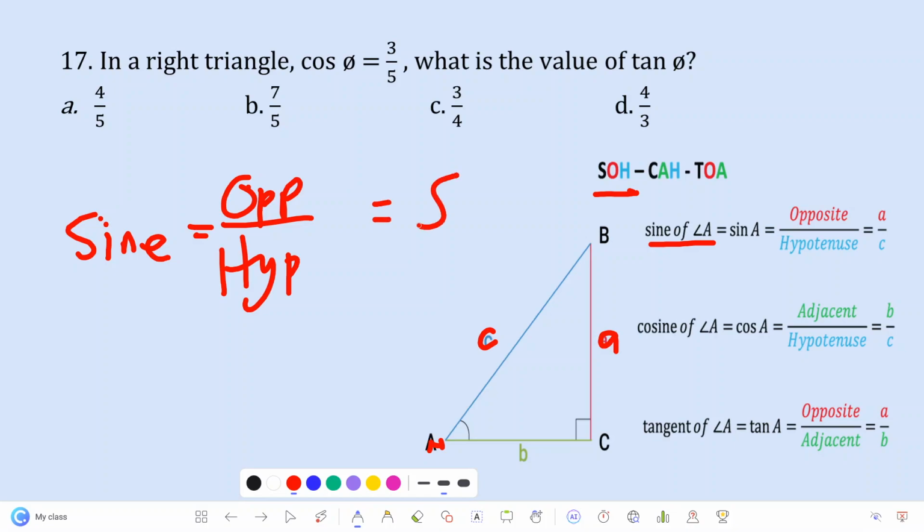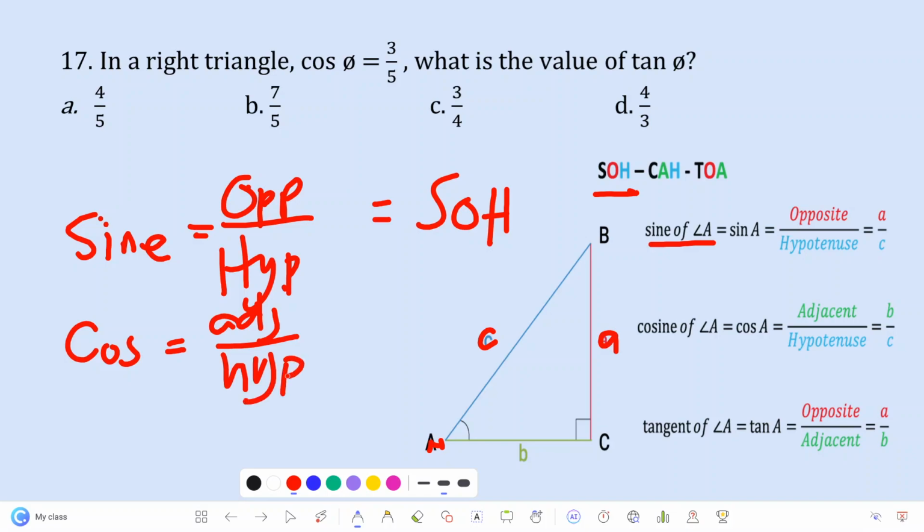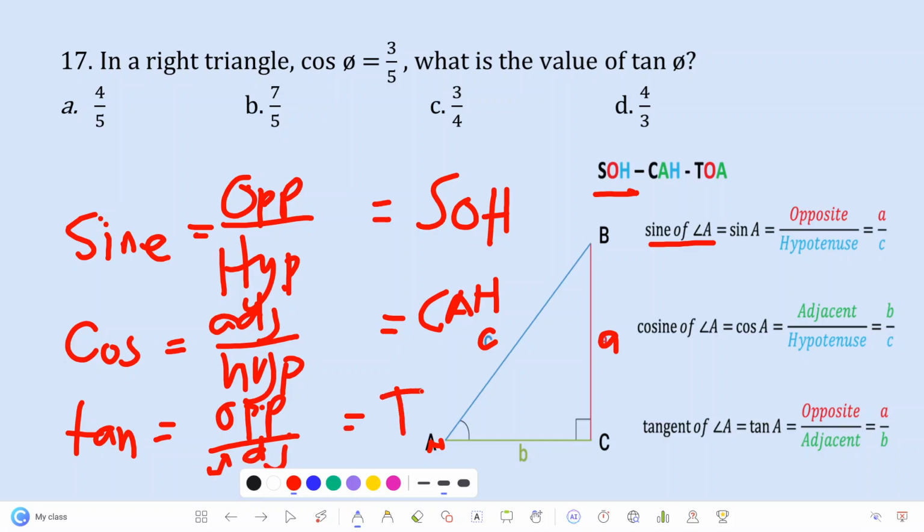So, ito yung SOH. Kapag binigyan naman kayo ng question na find cosine, alalahanin lang ninyo ang CAH. So, cosine is equal to adjacent over hypotenuse din. Kaya, this is CAH. At kapag pinapahanap naman ang tangent, tangent is equal to opposite over adjacent. Kaya po siya TOA. Kaya po, SOH, CAH, TOA.